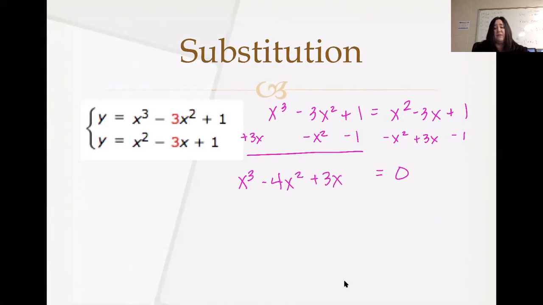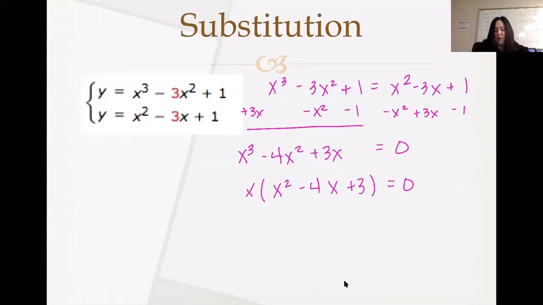Again, you have to factor this. But if you look here, they have a common term. They have a GCF, and so that is x. So that's the first thing that I'm going to factor out. And then I'm going to factor this inside part as well. So I need two numbers that multiply to 3 and add to -4. So we would have x minus 3 and x minus 1.